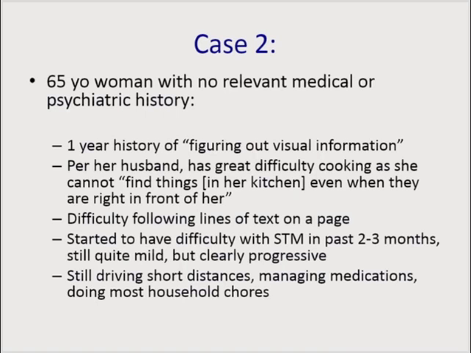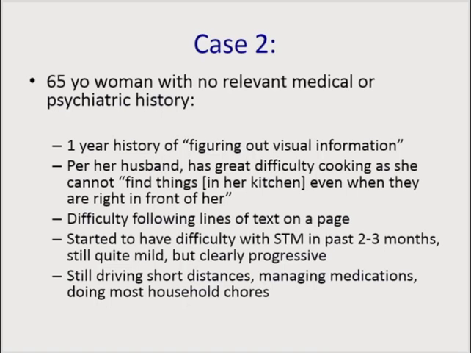This is a 65-year-old woman with no relevant past medical history. Her husband says she has a 1-year history of difficulty processing visual information. Her husband's main complaint was that her cooking had deteriorated. He would even help her by taking out all the ingredients and putting them onto the counter, but she was unable to integrate that information, put it together, and actually finish a recipe. She was also an avid reader and had started to have major difficulty following lines of text on a page.